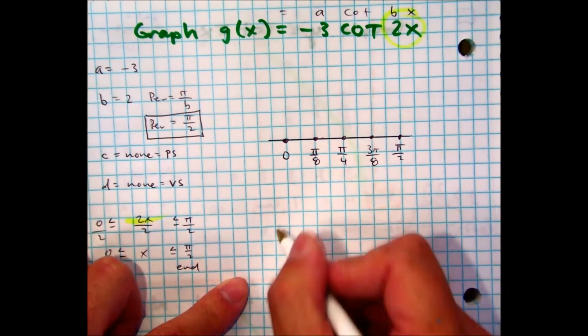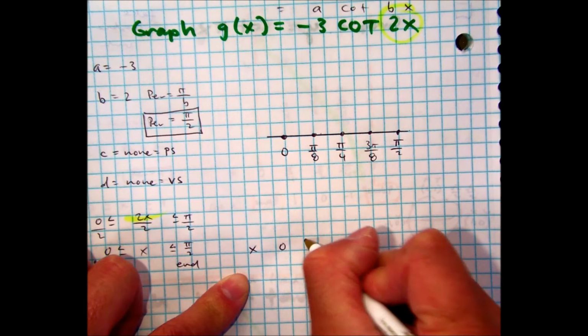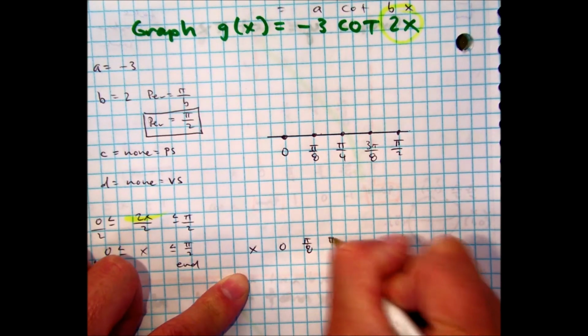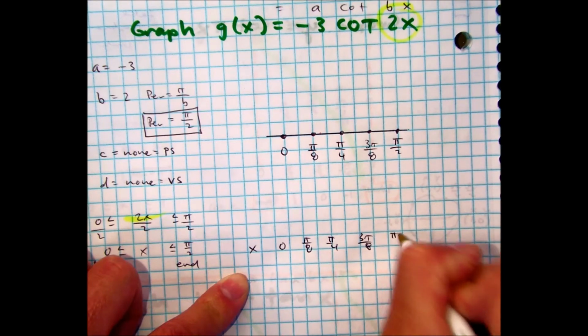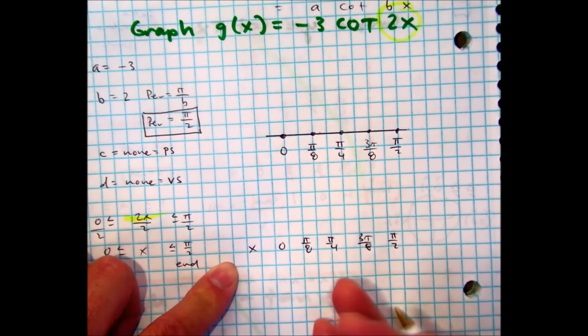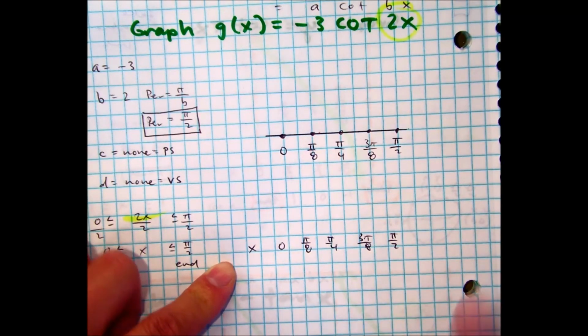I'm going to write these down as my x values. 0, pi over 8, pi over 4, 3 pi over 8, and pi over 2. And essentially what you're doing is you're making a table of values, and we're kind of just doing all the points all at once. That's essentially what we're doing.